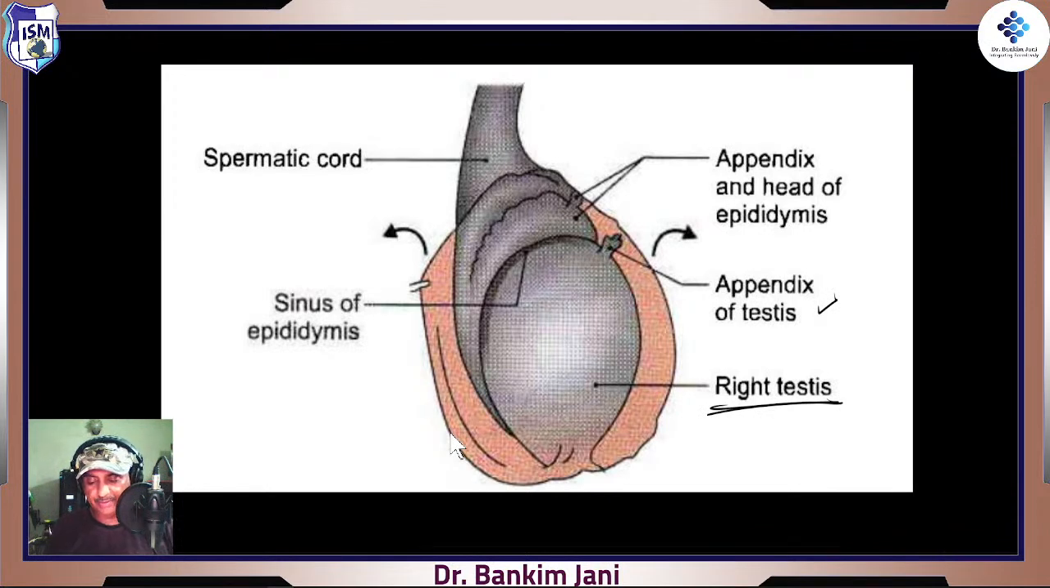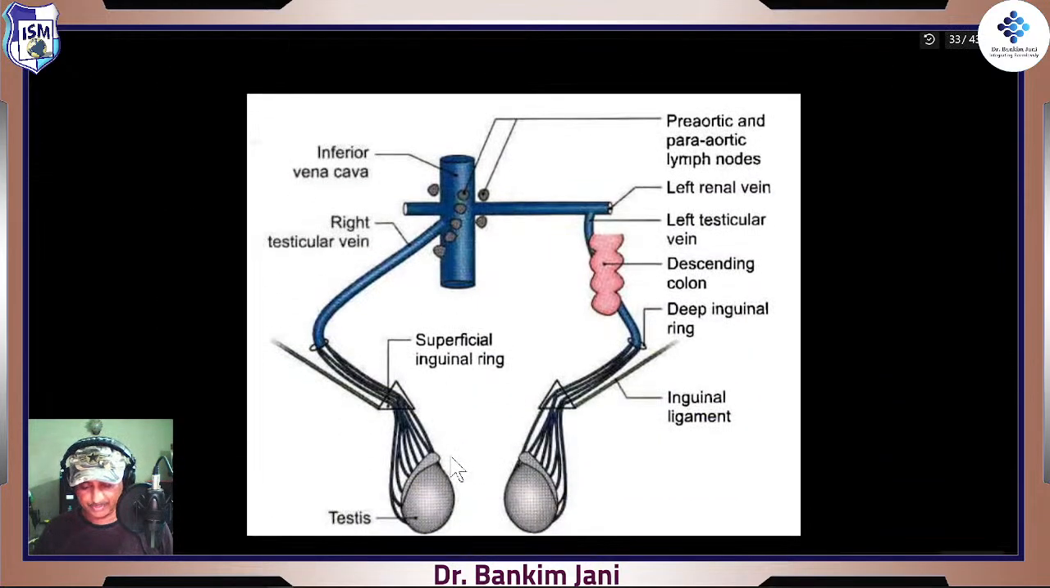So epididymis is like a transport system. Those testes which has created those sperms, they will be carried by epididymis.